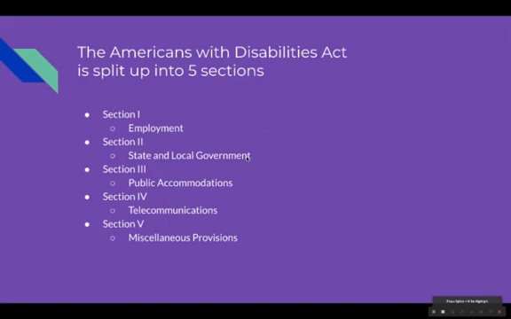The Americans with Disabilities Act is split up into 5 sections. Section 1 is over employment. Section 2 goes over state and local government. Section 3 is over public accommodations. Section 4 is over telecommunications, and Section 5 is over miscellaneous provisions.